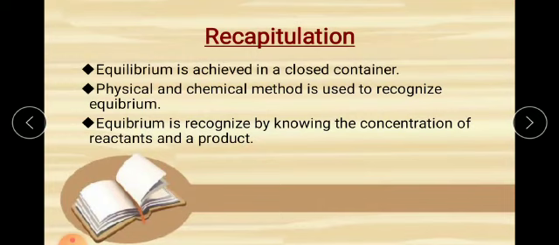Equilibrium is achieved in a closed container, as I have told you. There are two methods to find out the concentration. Physical and chemical methods are used to recognize equilibrium. Equilibrium is recognized by knowing the concentration of reactants and products.